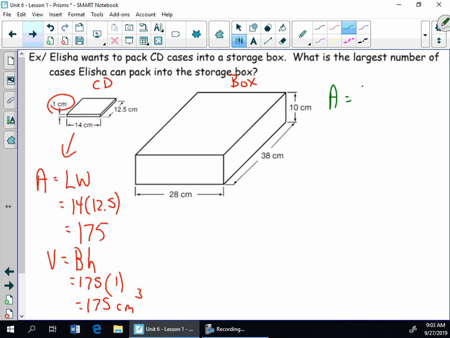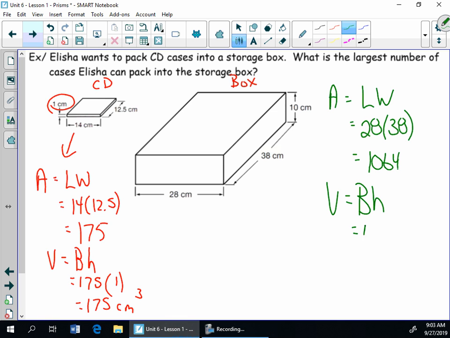I can do the exact same thing with this box. Find its area, length times width. In this case, 28 by 38 are my bottom measurements, and that comes out to 1,064. And then I can do my volume, 1,064 times 10. And I know that the whole box is 10,640 centimeters cubed.